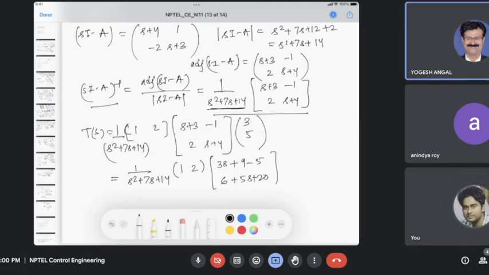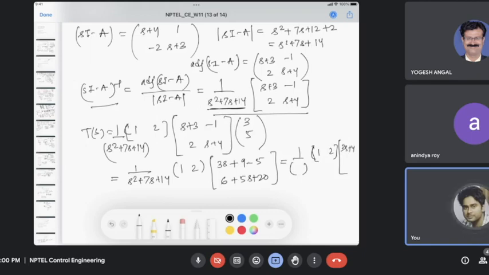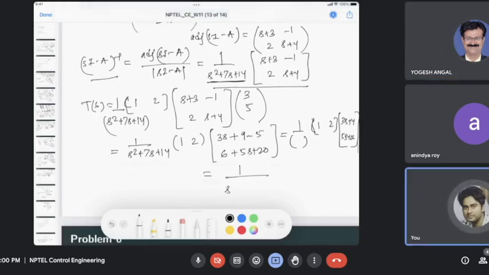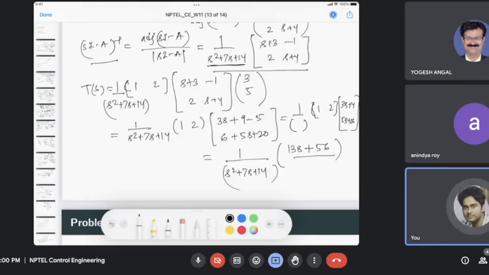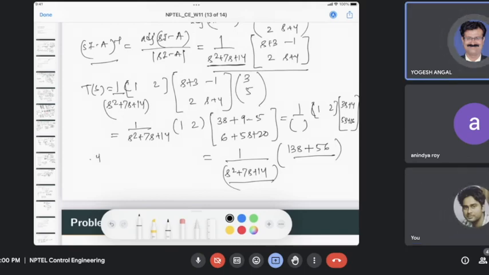20. So we have this term 1 2, this is 3s plus 4, and this is 5s plus 26. And in the denominator we have s square plus 7s plus 14, and in the numerator it is 13s plus 56. So this will be the zero and this will be the pole, and you just solve this. Then zeros will be at what point? So it is 56 by 13, so approximately minus 4.